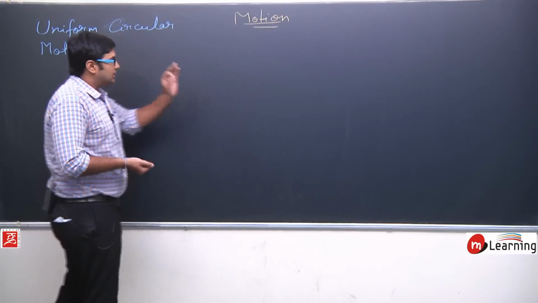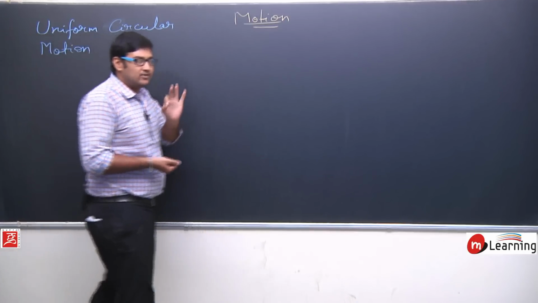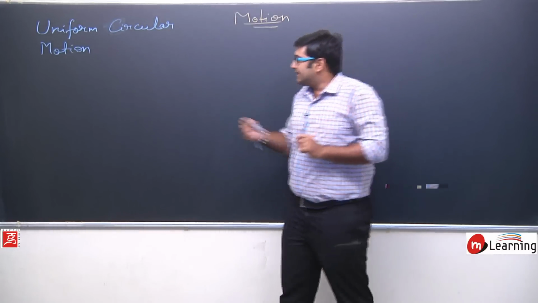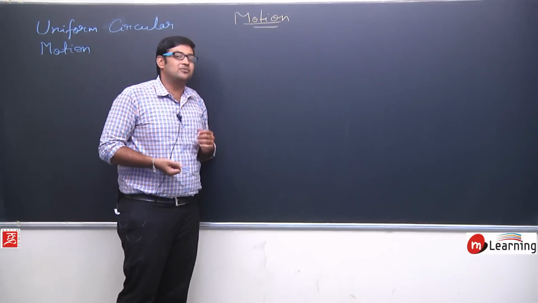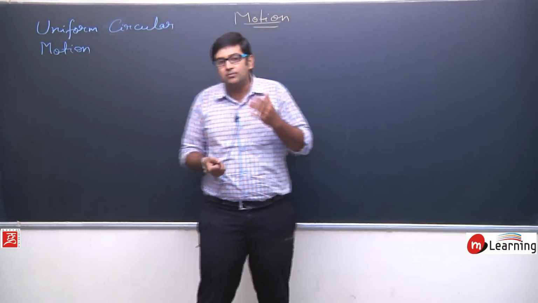You can see the term that we are using here is uniform. What is uniform? We studied that uniform means constant. Then the next term is circular. So what can you understand by this uniform circular motion? Or if I say, what can you understand by the term circular motion?